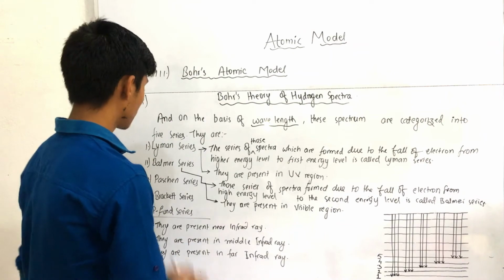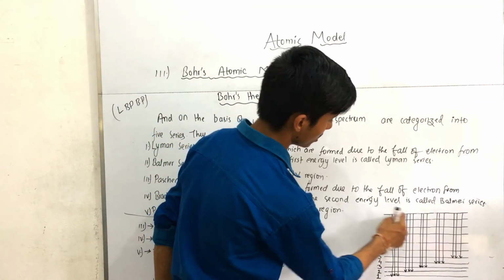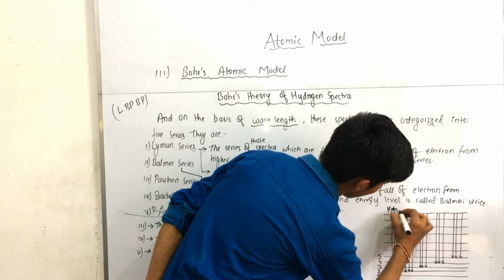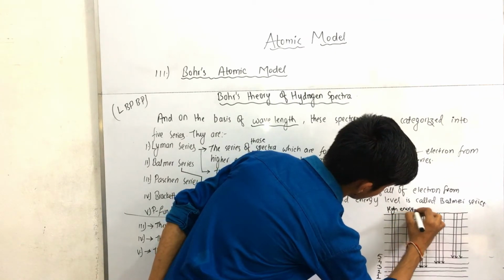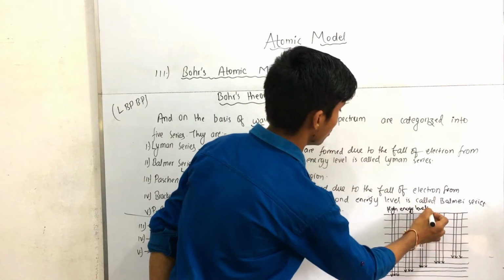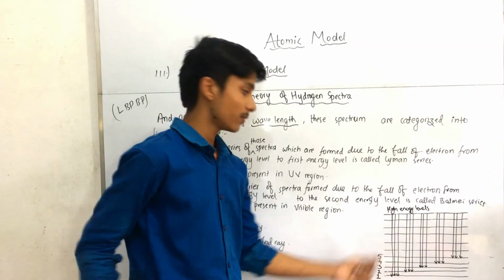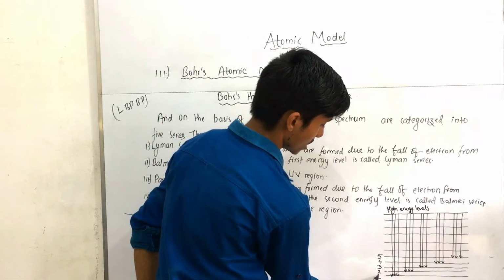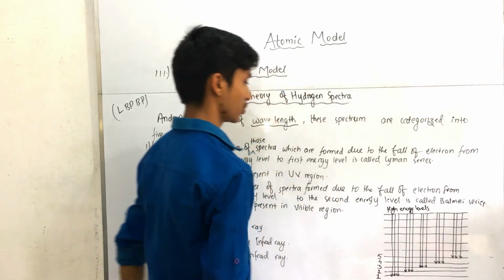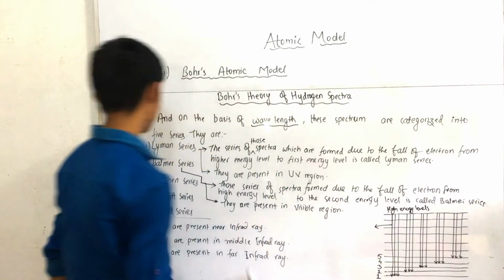You can see the series over here in the figure. What happens from higher energy? These all are higher energy levels. And from these higher energy levels, the electron falls to the first energy level. You can see this is the first energy level, second, third, fourth, and fifth. So from higher energy to the first, which series is this? This is Lyman series.